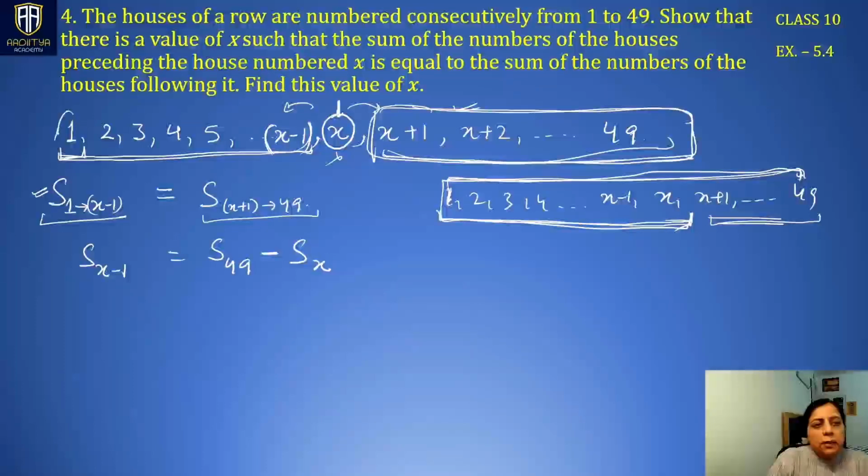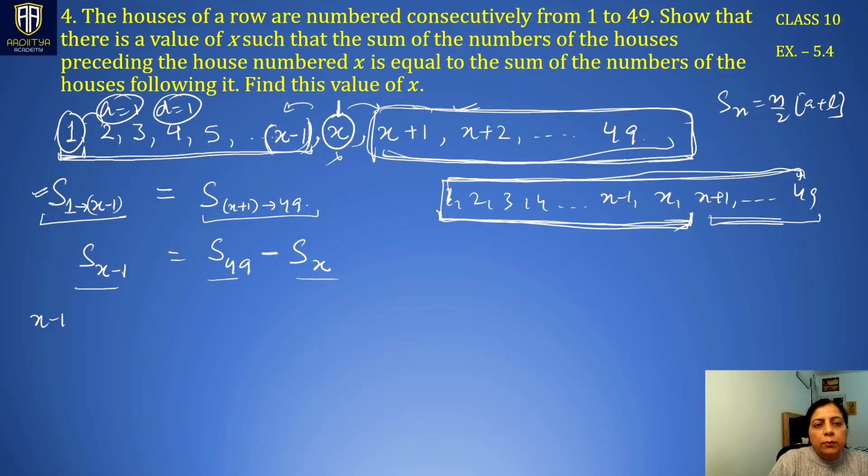You can see that a here is 1, d is 1, and the number of terms are given in these respective terms. So if I use the formula, Sn is equal to n by 2 times a plus l, right? Here n is x minus 1. We are taking the sum up to x minus 1 terms, so x minus 1 is the number of terms. n by 2, a here is 1, plus l. l here itself is x minus 1.